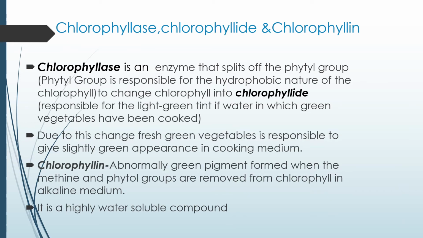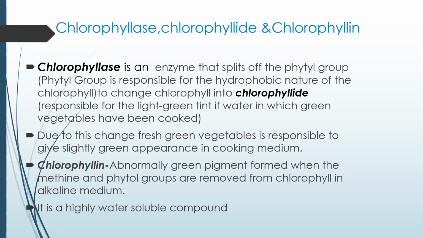Chlorophyllase is an enzyme that splits the phytyl group. And what is the phytyl group? It is responsible for the hydrophobic nature of the chlorophyll. Hydrophobic nature means it repels water. And it changes the chlorophyll into chlorophyllide, which is responsible for the light green tint of the water in which green vegetables have been cooked. So, due to this change, fresh green vegetable gives a slightly green appearance in the cooking medium.